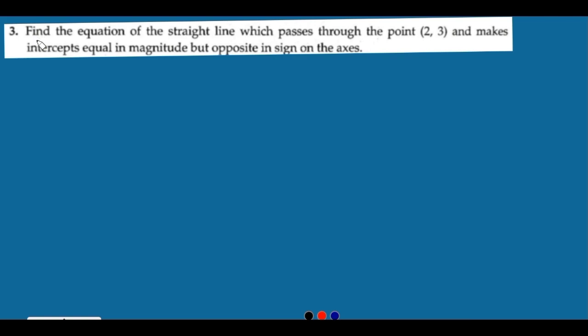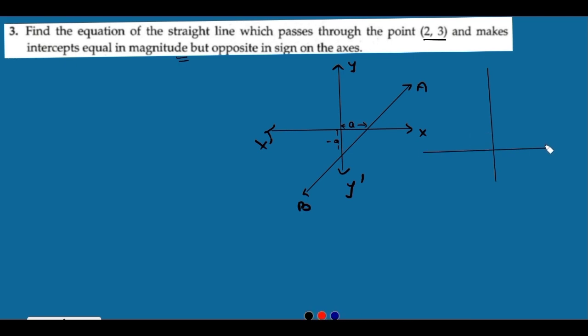Next question. Question number 3. Find the equation of the straight line which passes through the point (2, 3) and makes intercepts equal in magnitude but opposite in sign on the axes. You can solve this question without drawing the figure. Given that intercepts are equal in magnitude but opposite in sign on the axes, it means if intercept on x-axis is a, then on y-axis is minus a. First case, this is possible, and second case, intercept on x-axis is minus a and on y-axis is plus a. Two cases are possible. In first case, positive intercept on x-axis, and second case, positive on y-axis. Minus a and plus a.